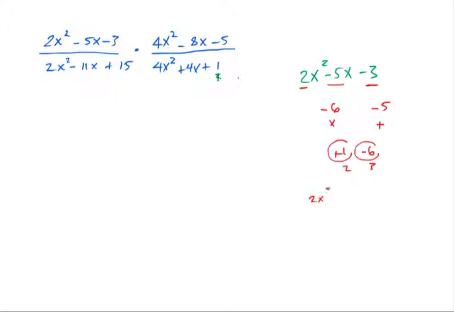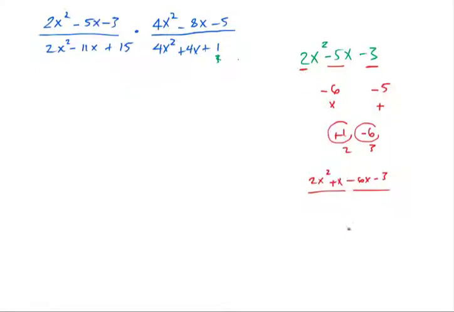2x squared plus x, or plus 1x, minus 6x, and minus 3. So we have 4 terms here. We're going to consider the first two and then the last two. If you look at the first two, what is common between them? Well, they both have an x. So let's take the x out. And we're left basically with 2x plus 1.